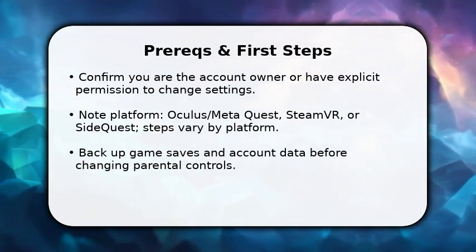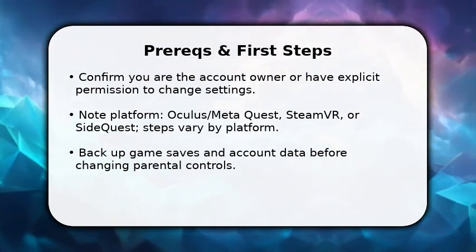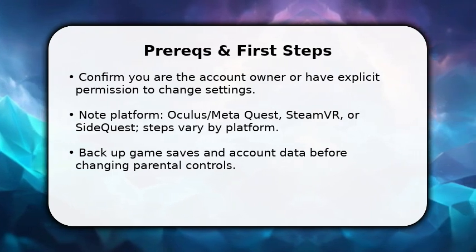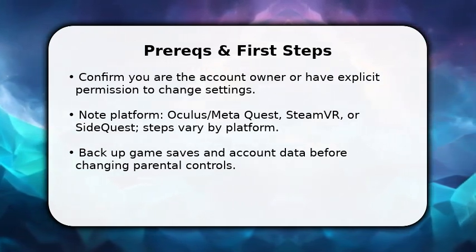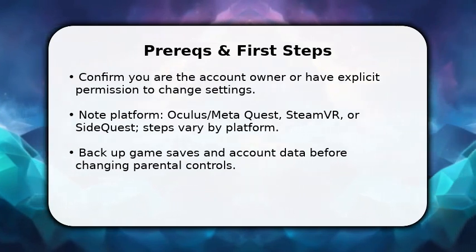Then open the Device Settings app and sign in with the owner credentials. This is the quickest way to reach parental controls. Once inside, locate the Privacy or Family section so you can begin changing restrictions immediately.